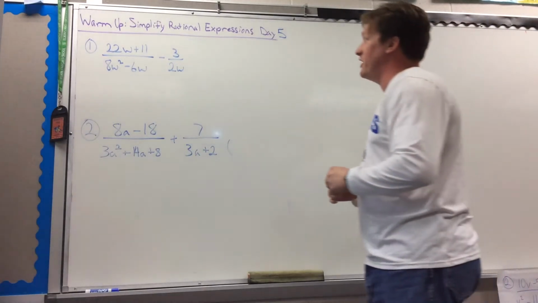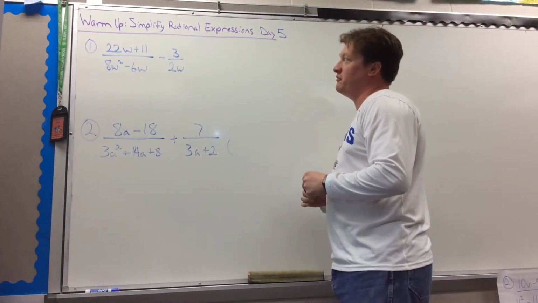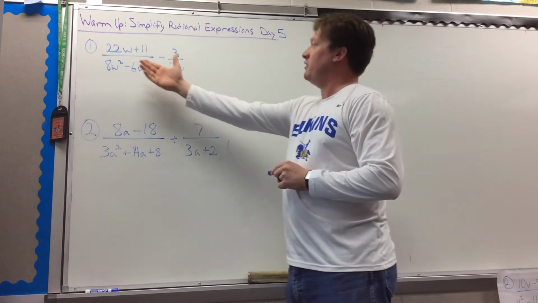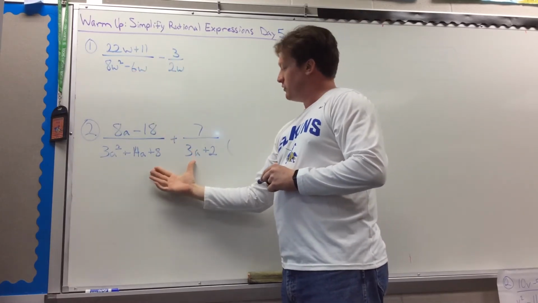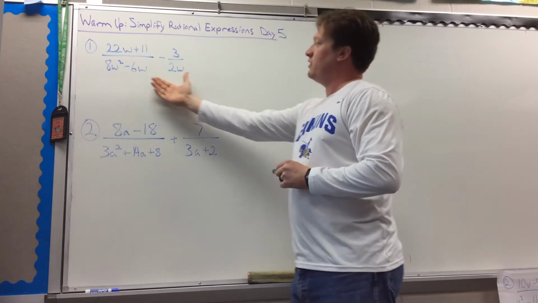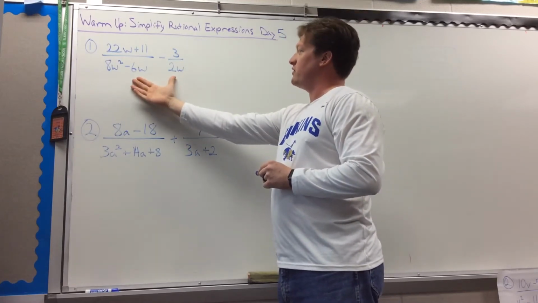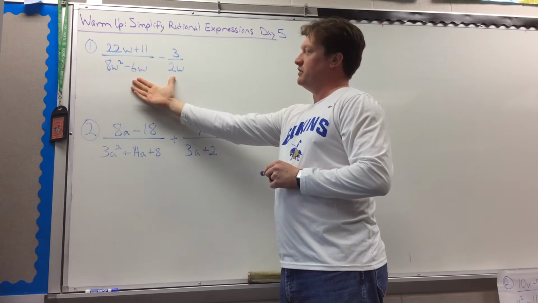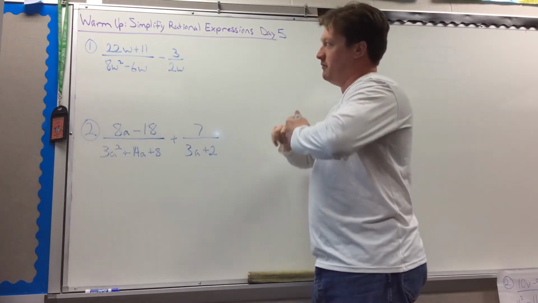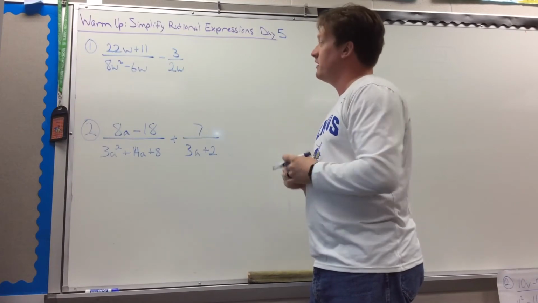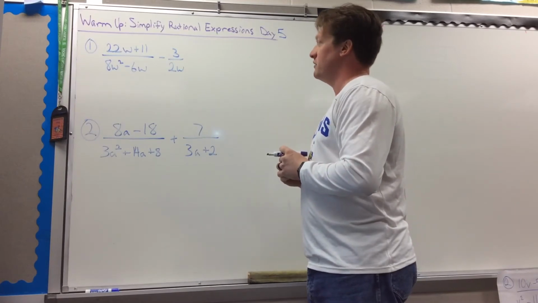All right, our warm-up today is simplifying rational expressions, day 5. This first question right here, we've got to find out what our common denominators are, and the same thing we have to do with this question right here. So when we're looking at these questions, we want to try to factor the bottoms as much as possible and see what's missing on each fraction so we know what we have to multiply by so that we can get our expression simplified.